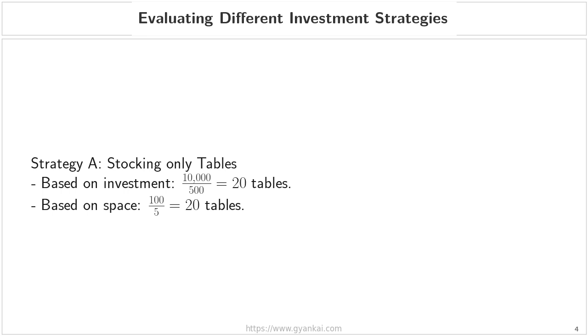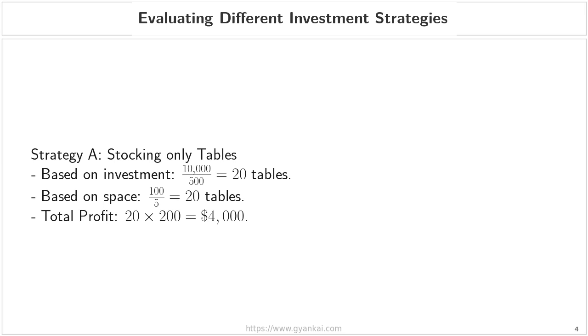Now, let's check our space constraint. We take our 100 square feet of available space and divide it by the 5 square feet each table occupies, which also gives us 20 tables. Since both constraints allow for 20 units, we can proceed with this amount. Multiplying 20 tables by the $200 profit per unit, we get a total profit of $4,000.